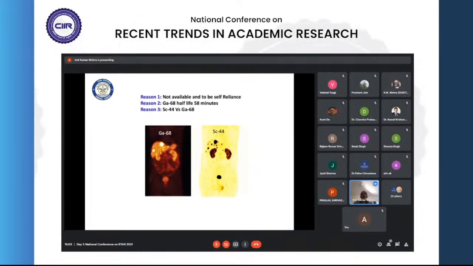So whenever we do something, we always question whether it can lead us to self-reliance. Is the thing available in this country or not? If it is available, how much cost do we pay for getting it from outside? Can we produce it in this country or not? So by looking at this, you look at the structure on my left-hand side and the right-hand side. You see such beautiful images that we get with scandium-44 compared to gallium-68. It means even micrometastatic lesions you can visualize very nicely.